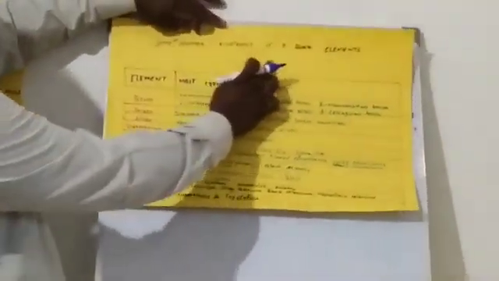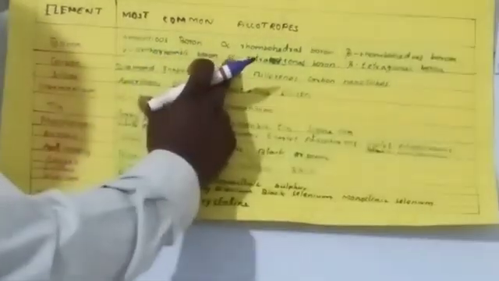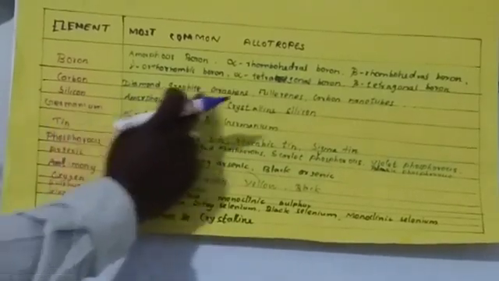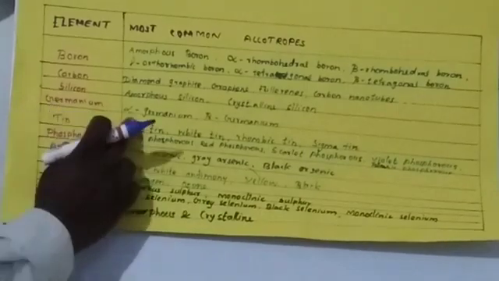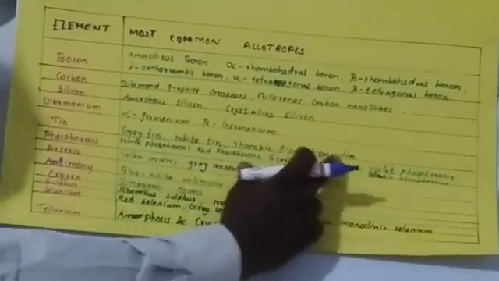Some common allotropes of p block elements. It is very important for the 2-mark question. First, boron: amorphous boron, alpha rhombohedral boron, beta rhombohedral boron, gamma orthorhombic boron, alpha tetragonal boron, beta tetragonal boron. Carbon: diamond, graphite, graphene, fullerenes, carbon nanotubes. Silicon: amorphous silicon, crystalline silicon. Germanium: alpha germanium, beta germanium. Tin: grey tin, white tin, rhombic tin, sigma tin.